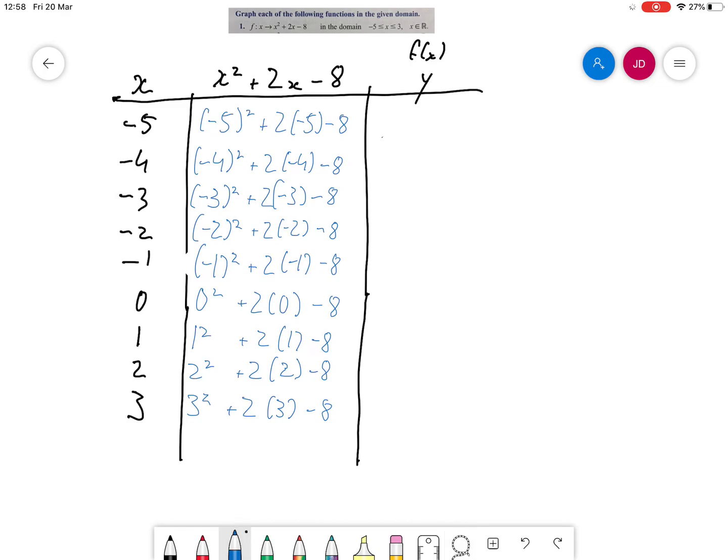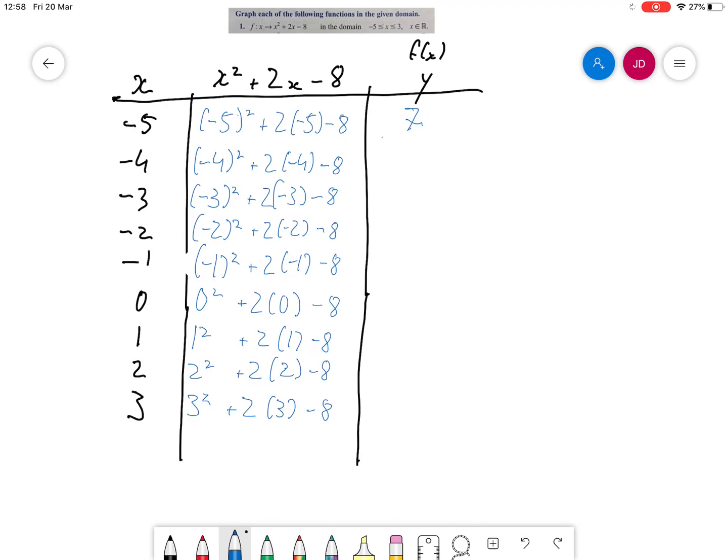Now, you can get your calculator to help you with all these if you want. Minus 5 squared, be careful with this one. People make mistakes. You need to put it in brackets when you put it in the calculator. Minus 5 squared is minus 5 by minus 5, and a minus and a minus make a plus. So that becomes 25 minus 10 minus 8, which gives you an answer of 7.